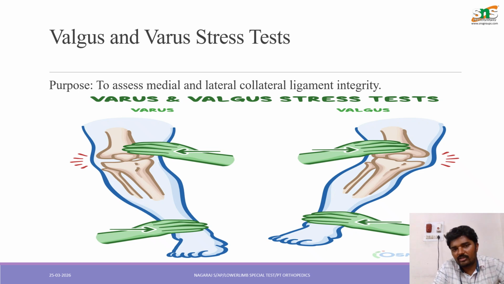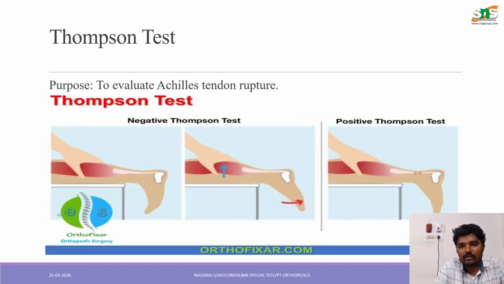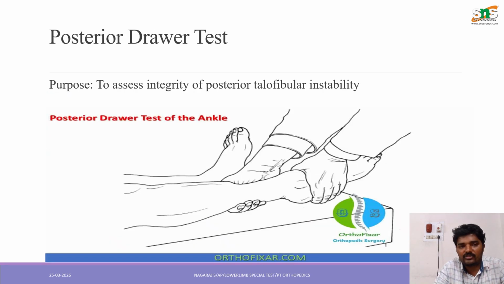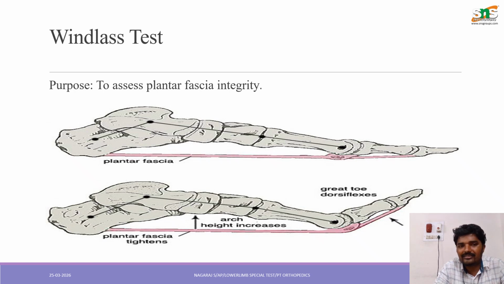Then the valgus and varus tests assess medial and lateral ligament instability. Then the patellar apprehension test assesses patellar instability. Then the Thompson test is also for tendon rupture. The posterior drawer test for the ankle assesses the integrity of the posterior talofibular ligament. The anterior drawer test for the ankle assesses the anterior talofibular ligament integrity. The windlass test assesses plantar fascia integrity.